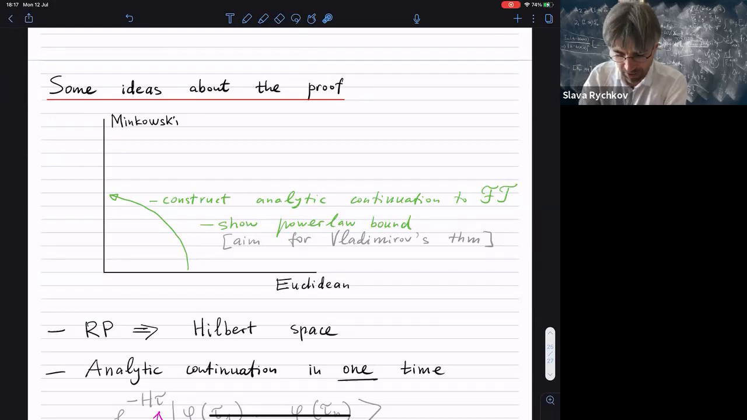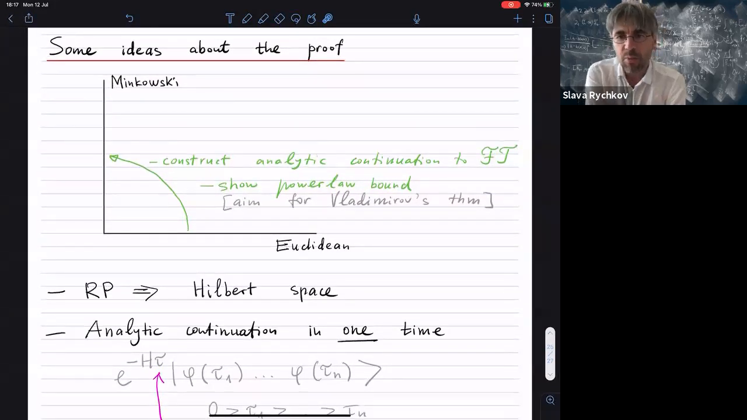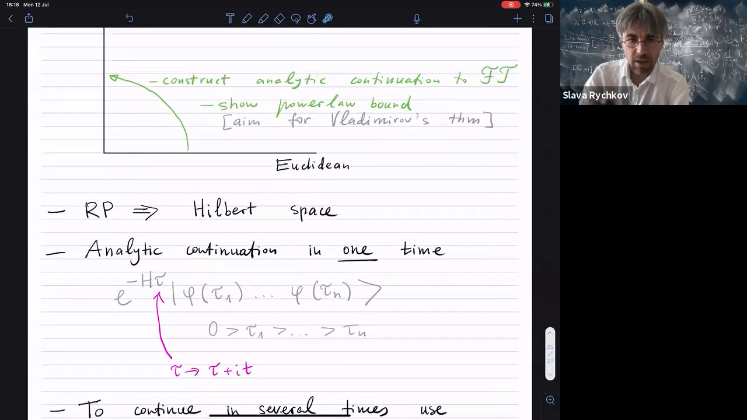You just have reflection positivity, but actually reflection positivity is powerful because it gives you some Hilbert space structure, because then you have an inner product, which means that you have a Hilbert space. And it allows you relatively easily to rigorously implement at least one thing which physically is reasonable. Namely, what you can do very easily and rigorously is analytically continue in one time. We have to analytically continue in all times. We have n points, n times, but one time at a time, you can analytically continue.